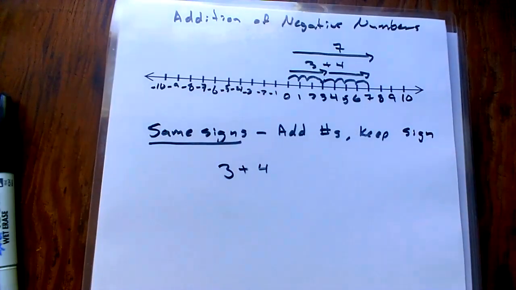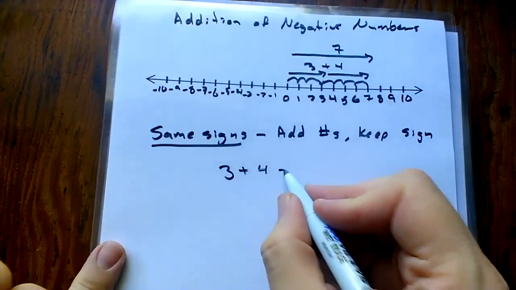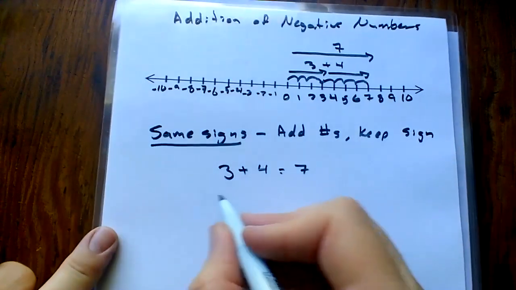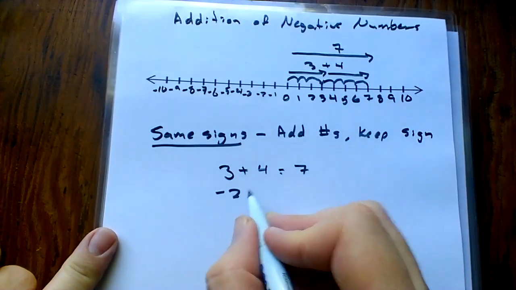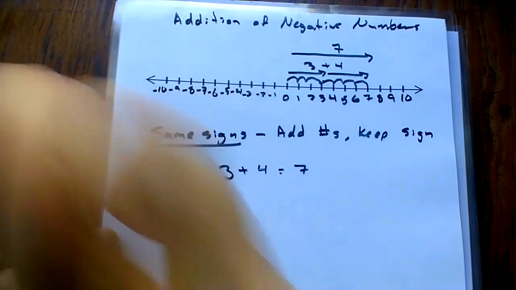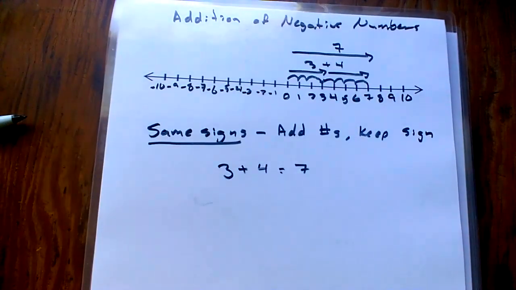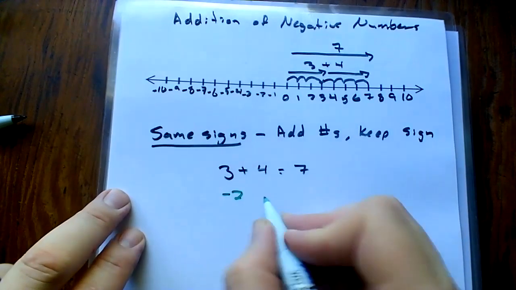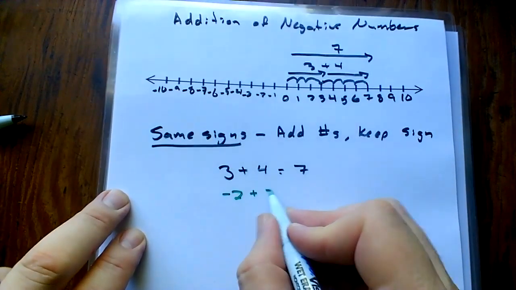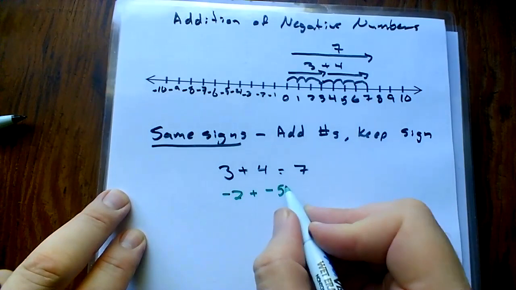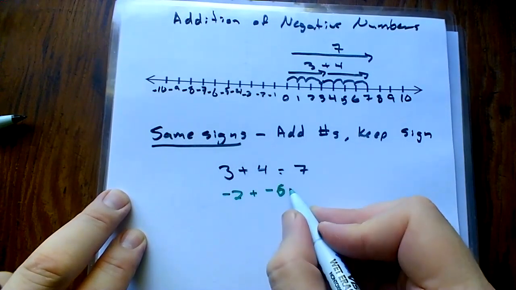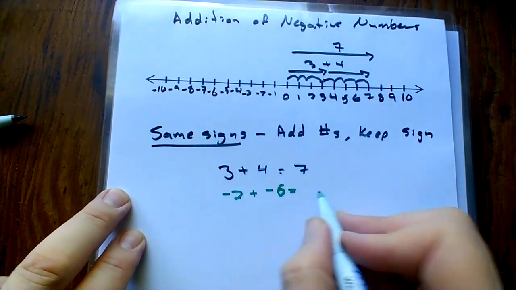Just like 3 plus 4 is 7, let me do this in green. Let's say I've got negative 2 plus negative 6. I'm going to add the numbers and keep the sign.